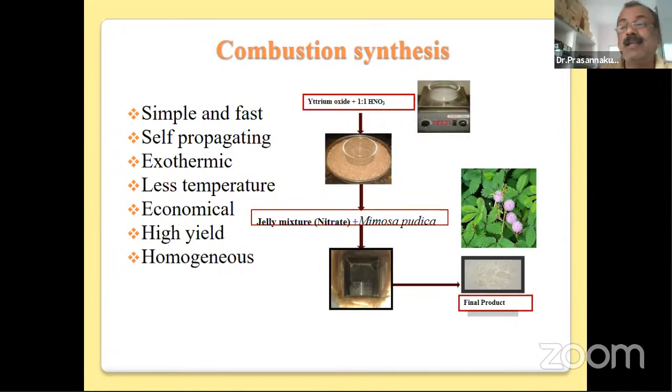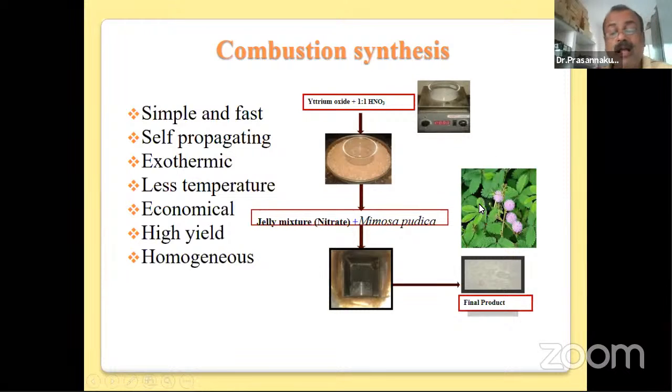Yttrium oxide is mixed with europium oxide, stoichiometrically calculated lithium oxide, and 1:1 HNO3. It is stirred using a mechanical stirrer and heated up to 80 degrees using a sand bath. A jelly mixture is obtained. To the jelly mixture, Mimosa pudica gel is added. It is a green synthesis.